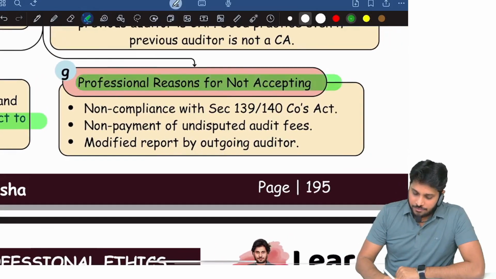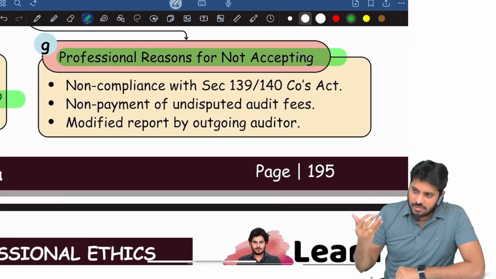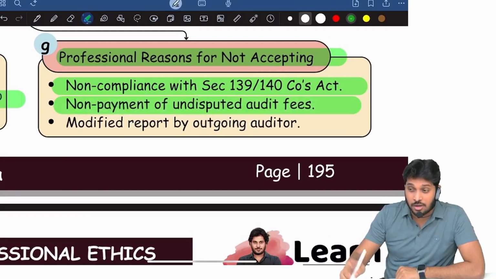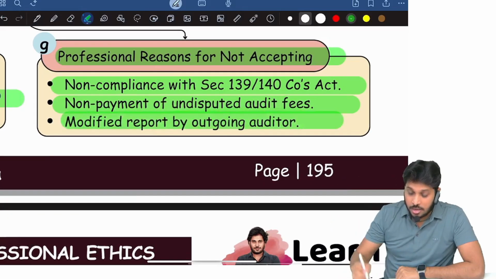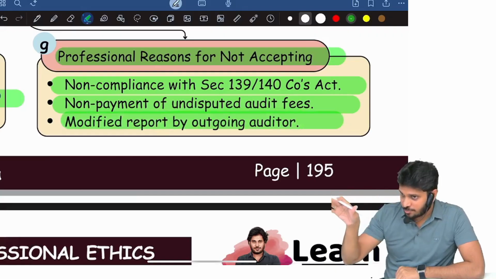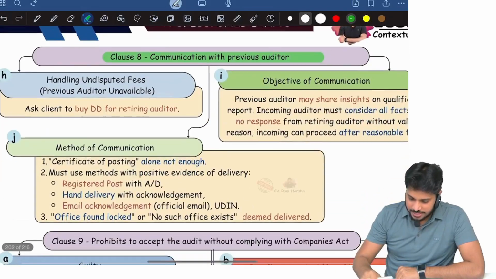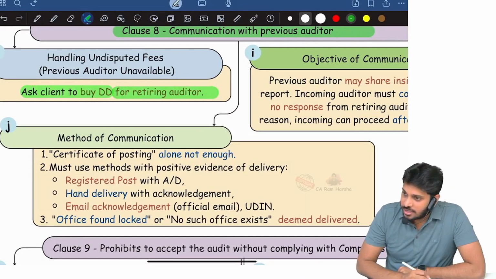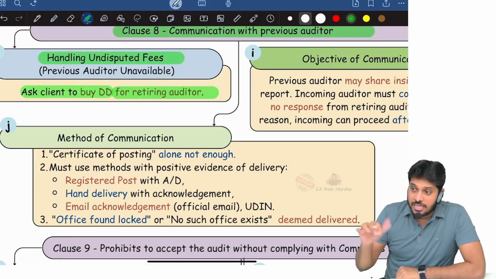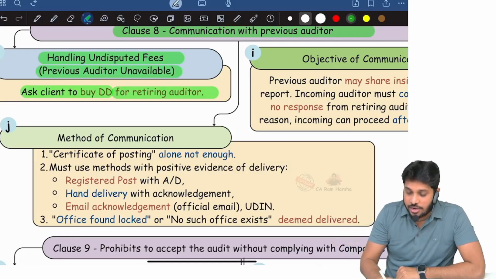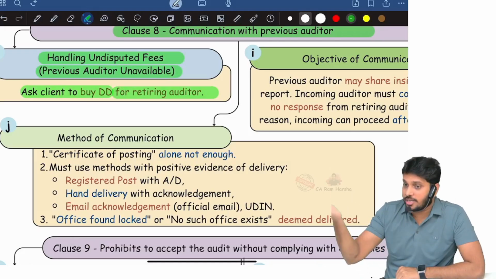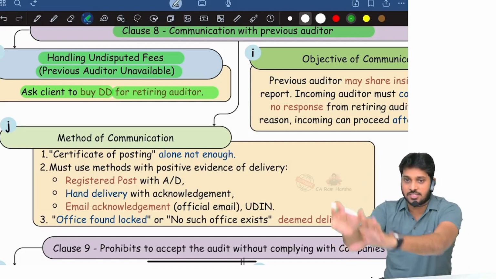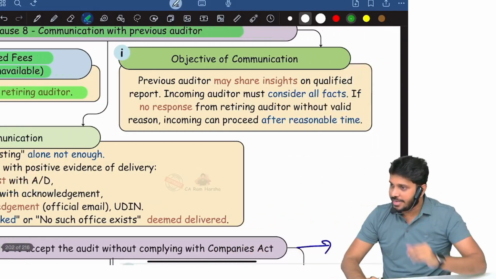Next, professional reasons for not accepting. Generally, why don't we accept the appointment? If there is non-compliance with the Companies Act, or non-payment of undisputed audit fee, or the previous auditor gave a modified report. Next, ask the client to buy a DD for the retiring auditor if the undisputed fee is not yet paid and the retiring auditor is not available, not traceable. In that case, I will ask the client to purchase a DD, meaning allocate the funds for that purpose, and then I will take the position.